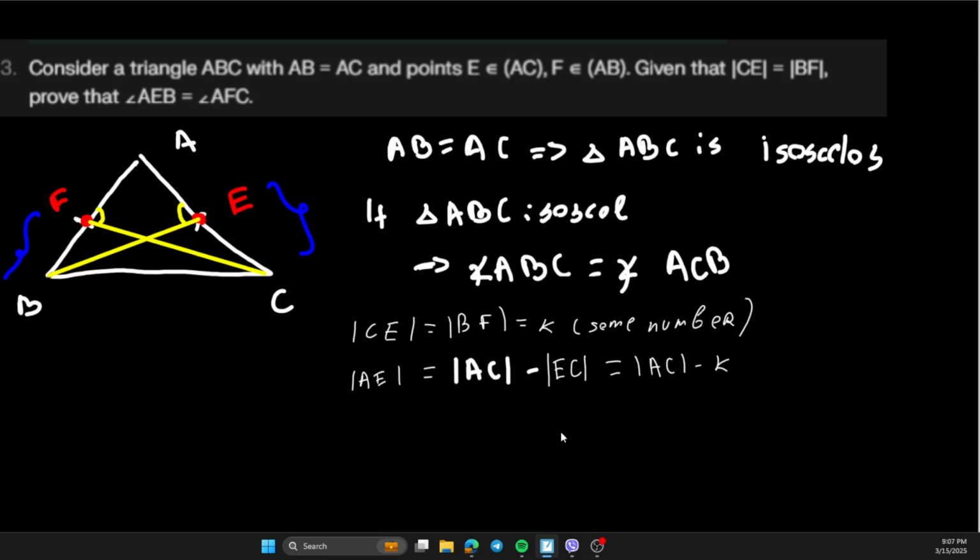Now, what about AF? About the same thing. So AF equals AB minus FB. Careful. AF is AB minus BF. What am I saying? Now you can say AB minus K, right? You know that AB equals AC, right? Because it's an isosceles triangle.